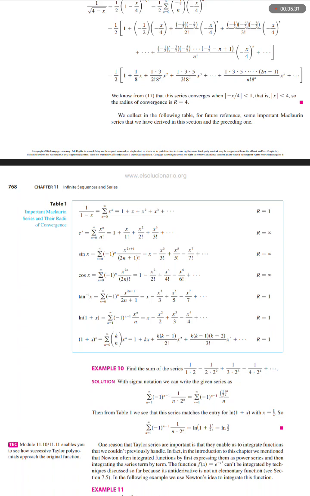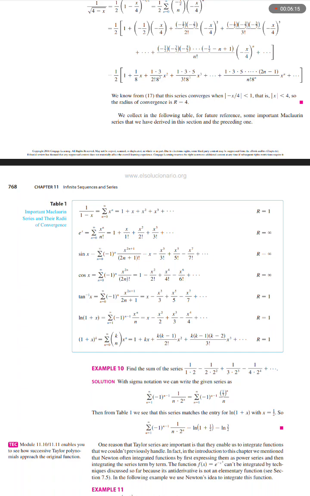Sine of x equals the sum from n equals 0 to infinity of (negative 1) to the power n times x to the power 2n plus 1 over (2n plus 1) factorial, equals x minus x cubed over 3 factorial plus x to the 5th power over 5 factorial minus x to the 7th power over 7 factorial plus ellipsis, big R equals infinity.